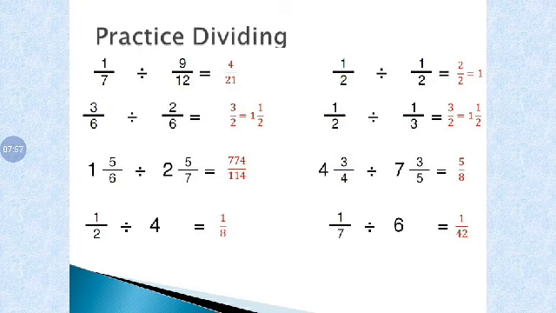1 by 2 divided by 4. So the denominator is considered as 1. 1 by 2 into 1 by 4. We get a value 1 by 8. 1 by 2 divided by 1 by 2. So 1 by 2 into 2 by 1. So by the cancellation law, 2 by 2 equal to 1. 1 by 2 divided by 1 by 3. 1 by 2 into 3 by 1. We get a value 3 by 2.